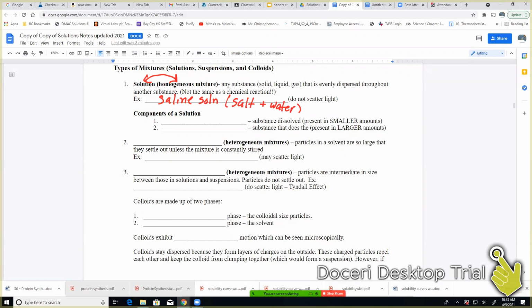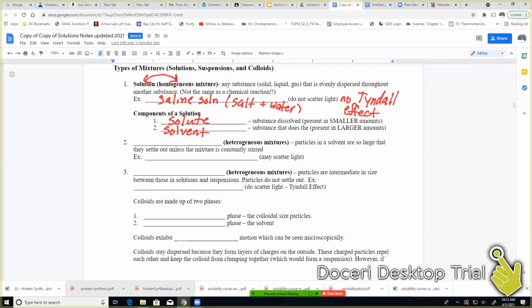Those do not scatter light. So that means it has no Tyndall effect. Tyndall effect is what happens if you shine a light through something. Not with the solution because it's clear, the light will just pass through that solution. But if the particles aren't dissolved and you shine a light through it, it'll bounce back at you, like what happens with fog. That's considered a Tyndall effect. So we'll be looking at the solute and the solvent as we do our different formulas. Solute is usually there in the small amount and it dissolves in the solvent.